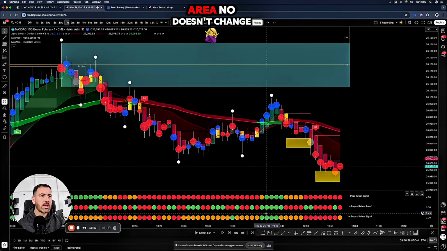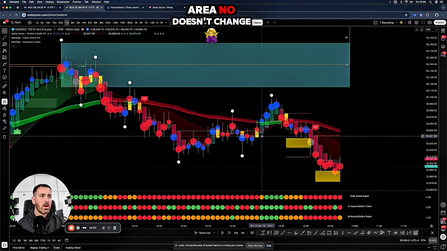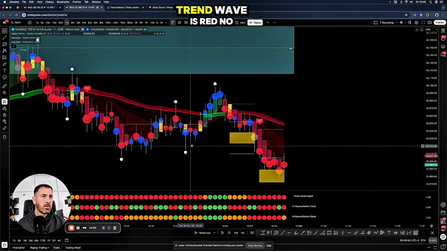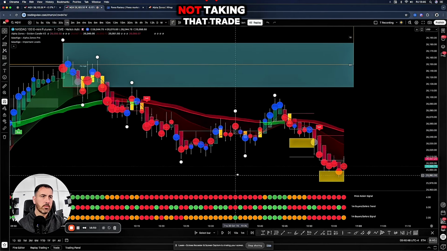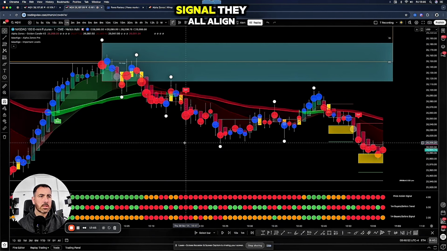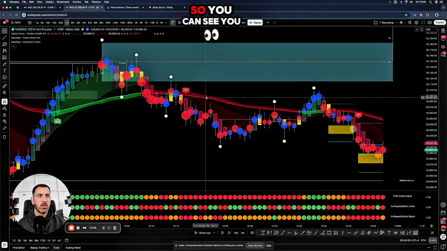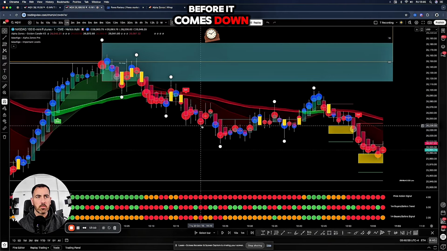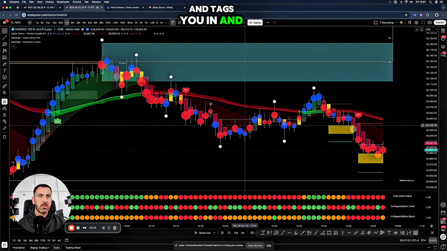Looking for our next area. No, doesn't change in time. Trend wave is red. No, not taking that trade. Looking for our next one. We've got a sell signal. They all align. Perfect. Okay, so you can see it doesn't take the top of that candle before it comes down and tags you in.